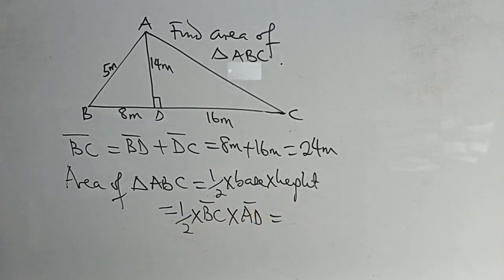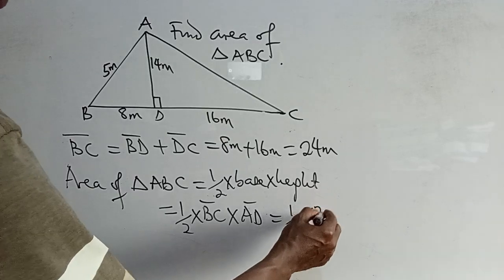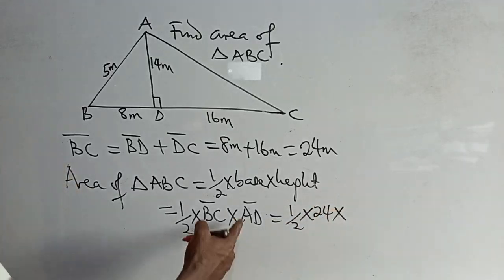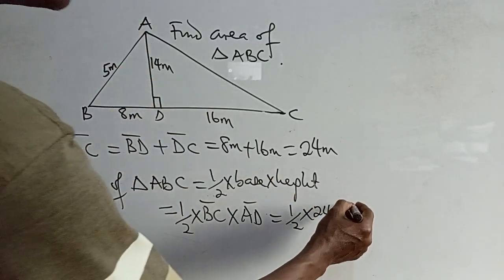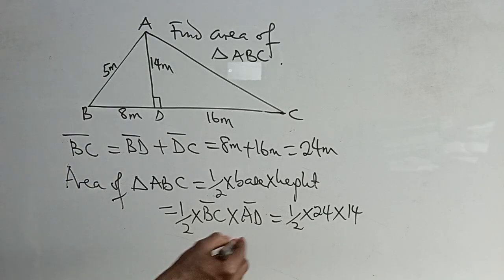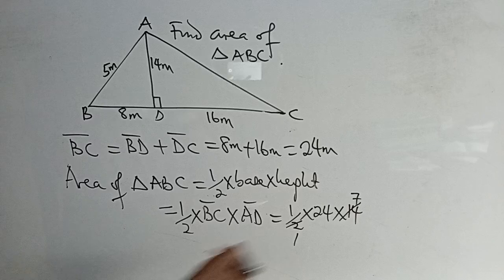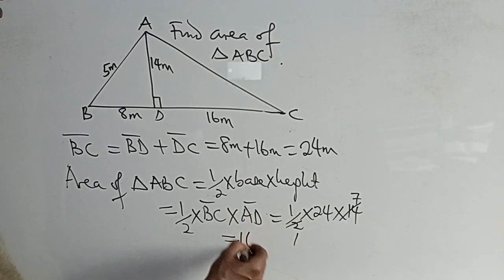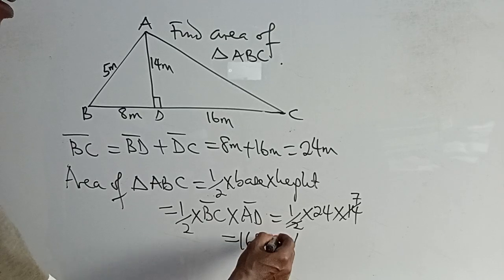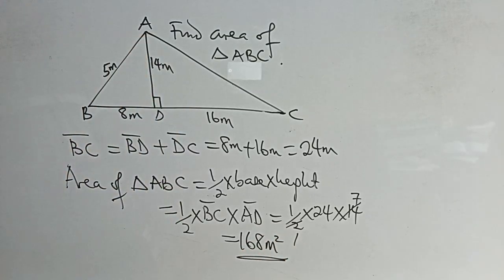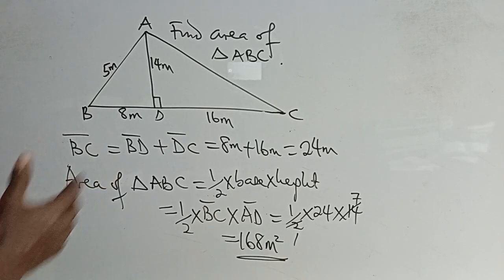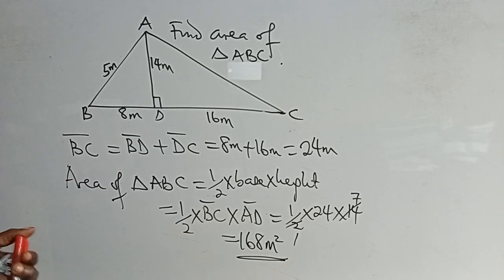So that implies it's going to be what? Half times our BC, which we have gotten before, is 24 meter, times our AD, perpendicular height, is 14 meter. So by the time we divide by 2, here 1, 2 here 7. So multiplying 24 by 7, that will give us what? 168 meter square. So the area of this triangle is 168 meters square. So that is the solution to the problem. You can see how simple this is.